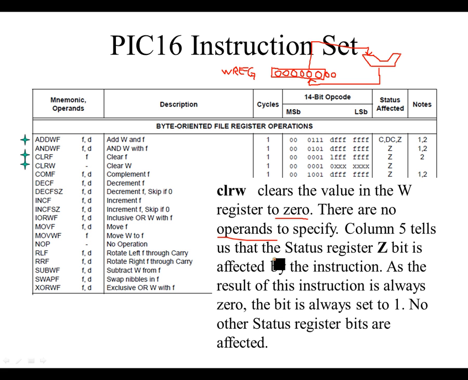Column 5 tells us that the status register Z bit is affected. Here you can see the Z bit is affected there. As a result of this instruction the result is always 0, so the Z bit is always set to 1. A Z bit of 1 means 0. No other status register bits are affected.